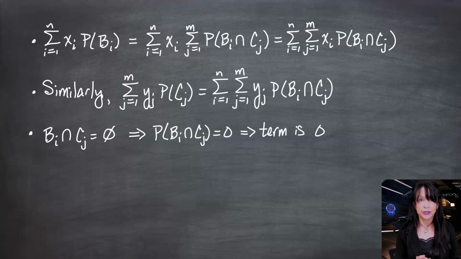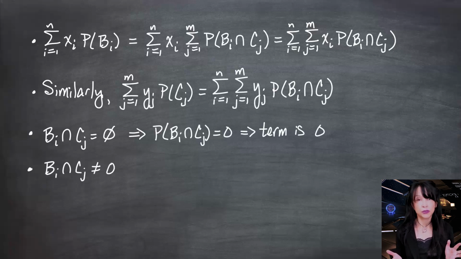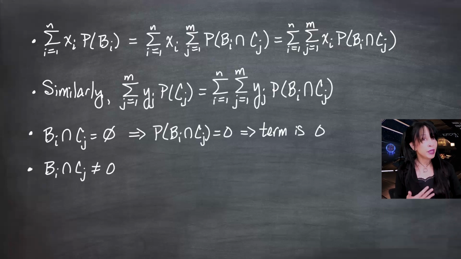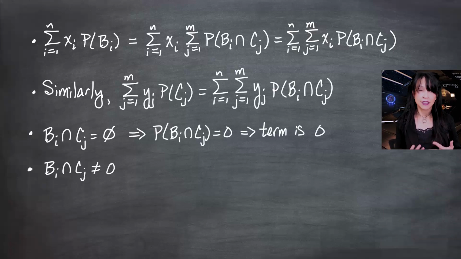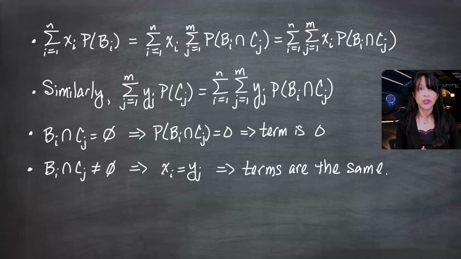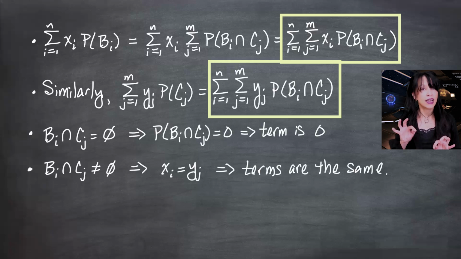But if the intersection sets are non-empty, the probability measures still could be 0. We could have non-empty sets with probability measure 0. But no matter what the probability measure of these non-empty sets are, if B_i intersected with C_j is non-empty, it does force the coefficient x_i to equal y_j. So looking at all the terms, this has to equal this. Again, if the ijth term, if this set has empty intersection, then those terms are both 0.